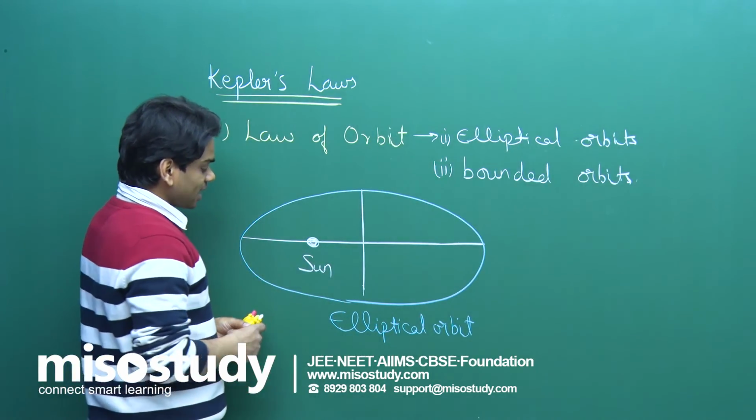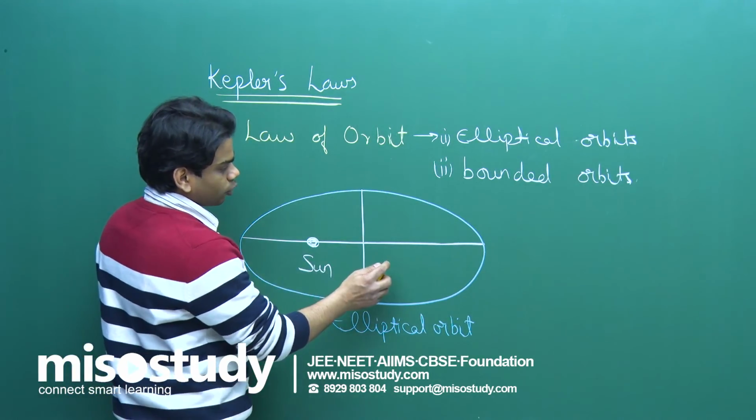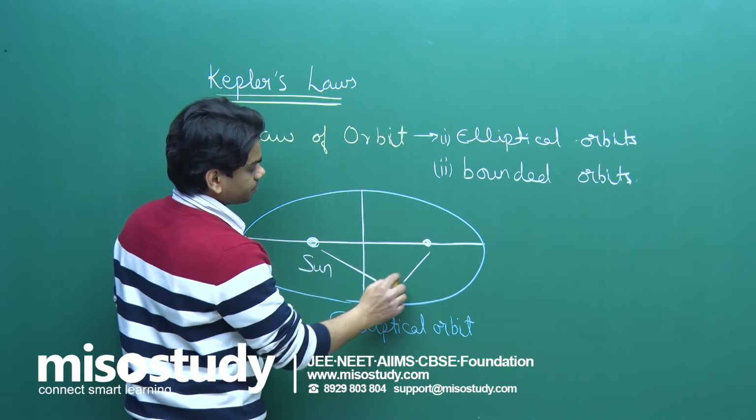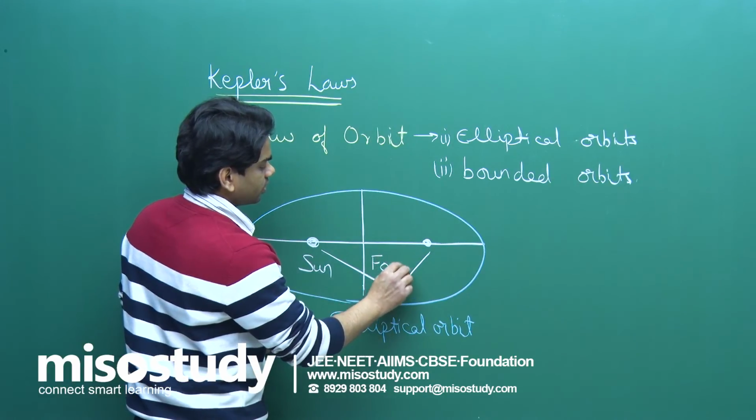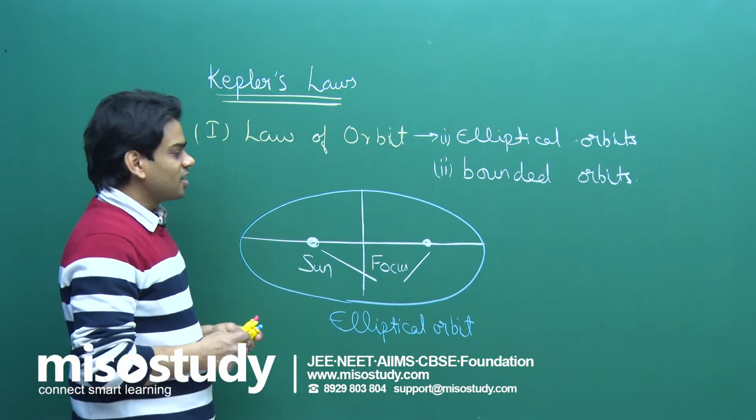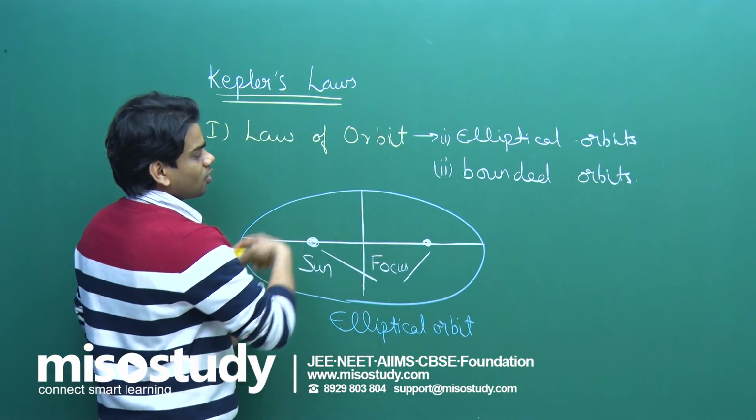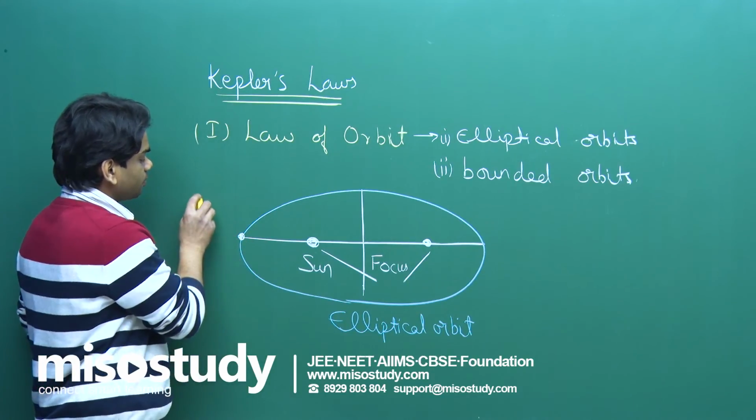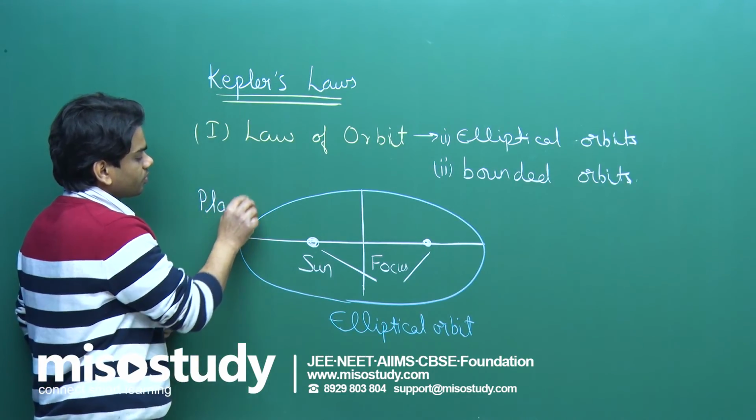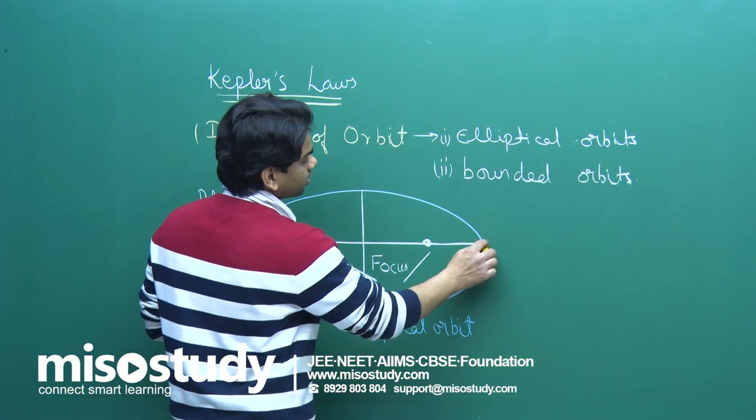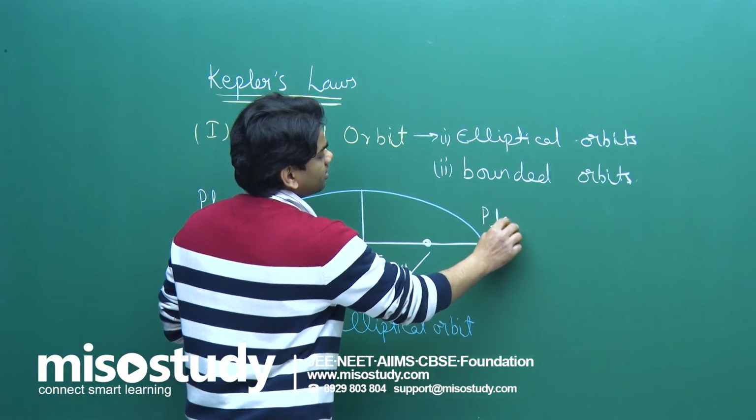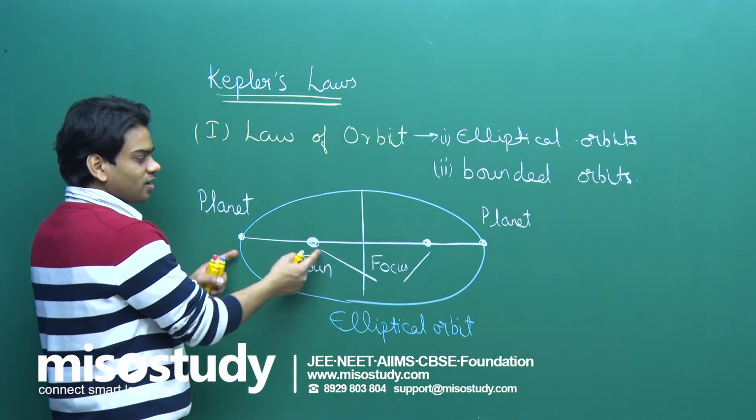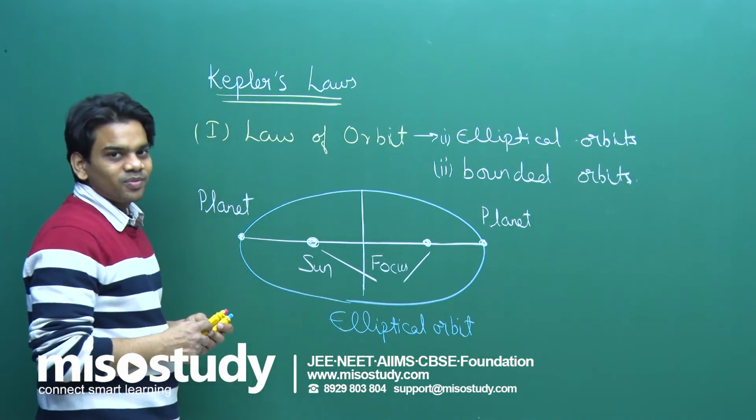Now, the sun is at the focus, and I'm drawing two foci here, one focus here also. These are the foci of an ellipse. Now you see the planet is revolving. One time it will be at the nearest point with respect to the sun, and one time it will be further away from the sun. Your sun is here. This point will be nearest to the sun and this point will be further away from the sun.